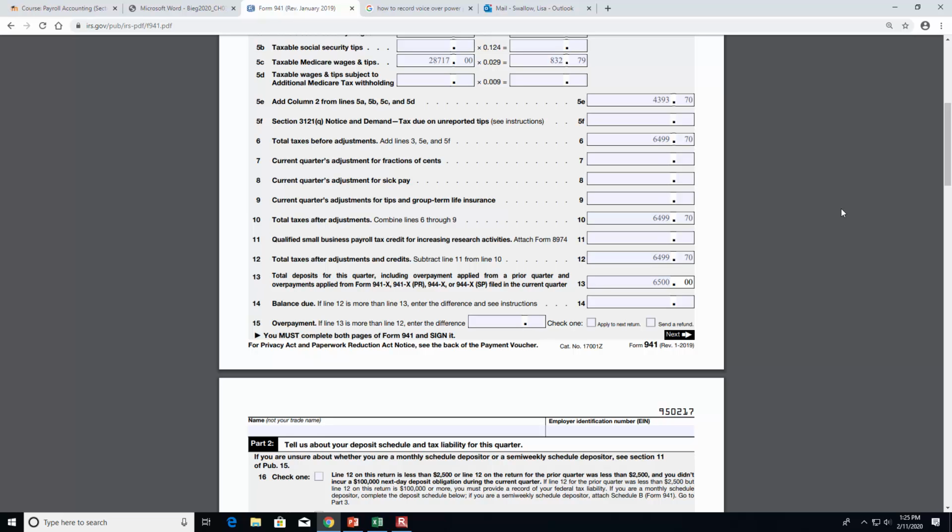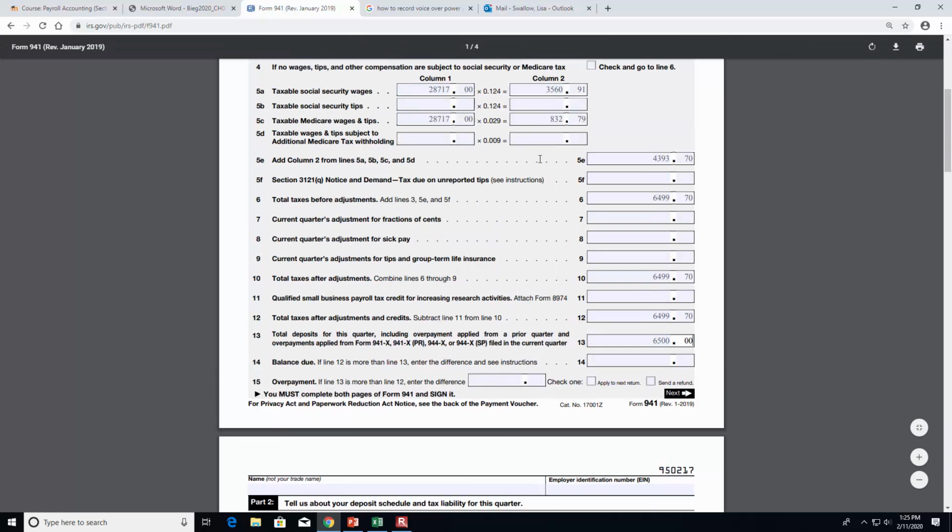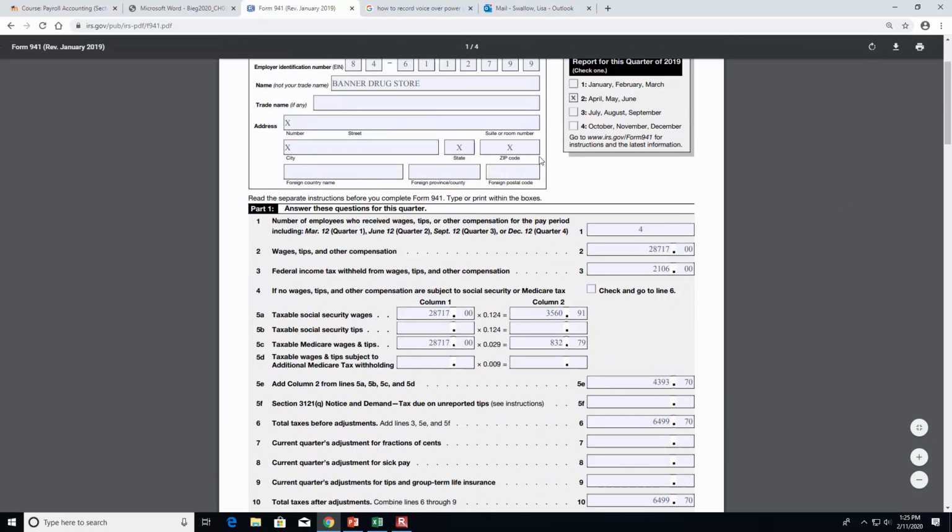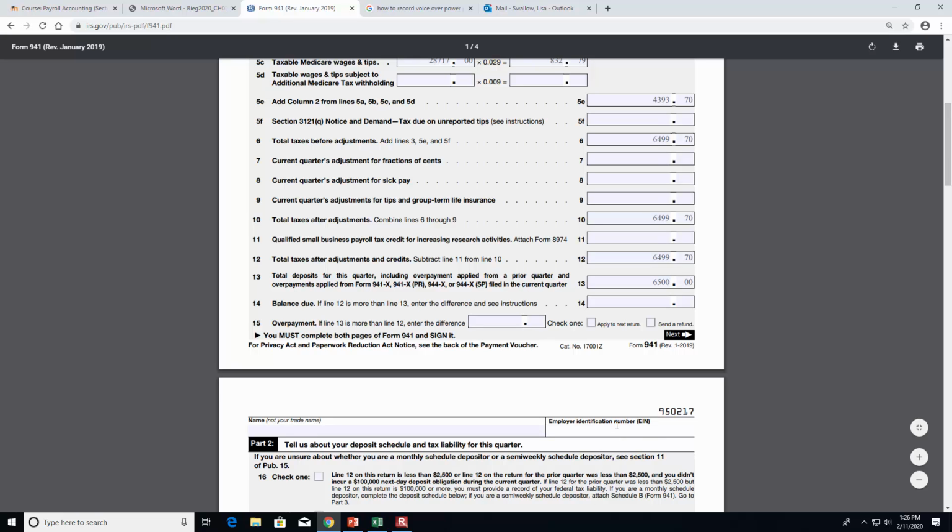Anything that comes down to line 14 or 15 of balance due or overpayment, if it's under $1, just draw a line through it. Nobody's going to be dealing with 30 cents. Okay, now we're on page 2. Don't forget to fill this all in again.